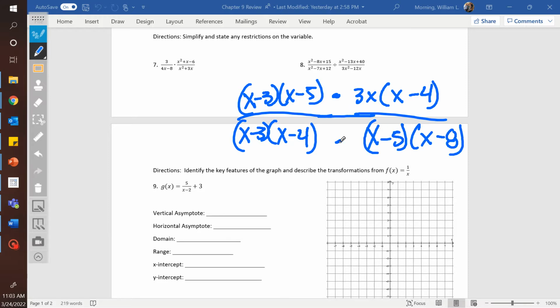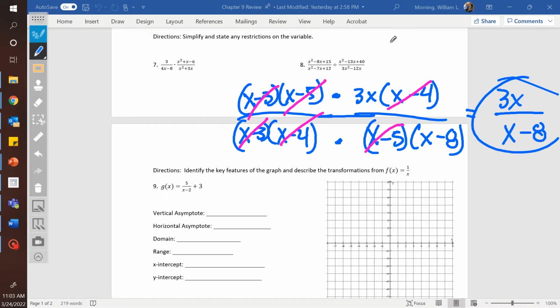I can go through and cancel out all of the common ones. So I have x minus 3, x minus 4, x minus 5. So the simplified version here, 3x over x minus 8.